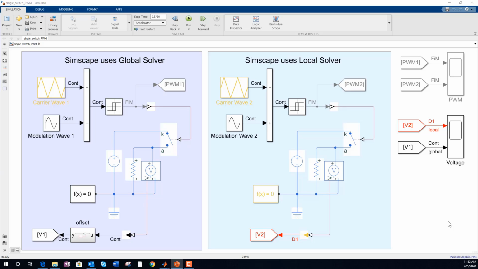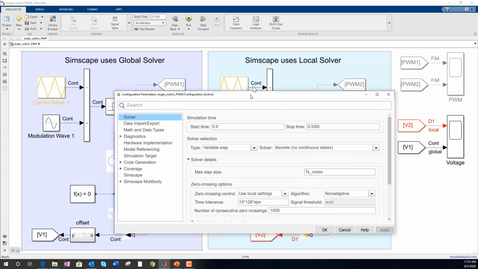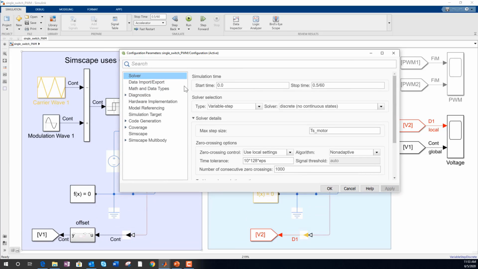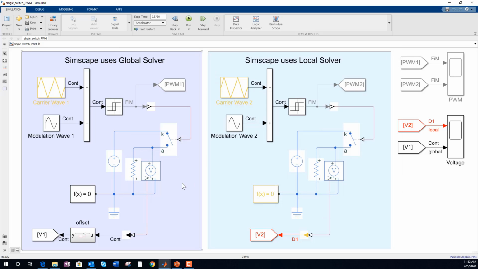The circuit on the left uses the Simulink global solver. So what I mean by that, I will open the model configuration parameters, go to solver, and we're set right now for variable step discrete. This means that the Simscape model on the left will update using the variable step discrete solver, which despite the name is a continuous solver as it can detect zero crossings or discontinuities.